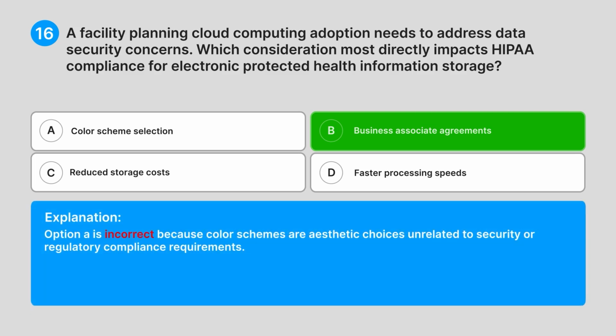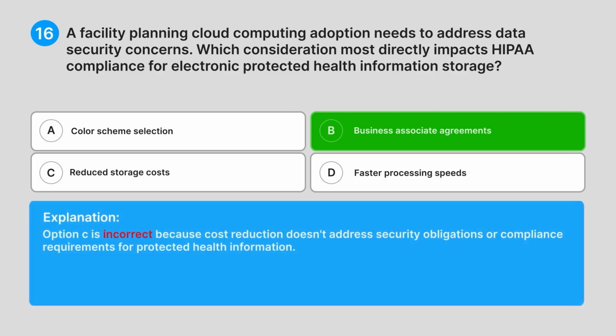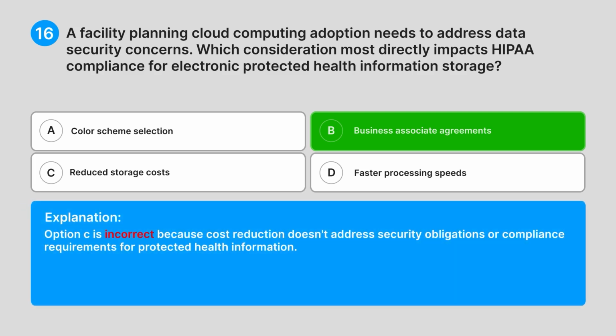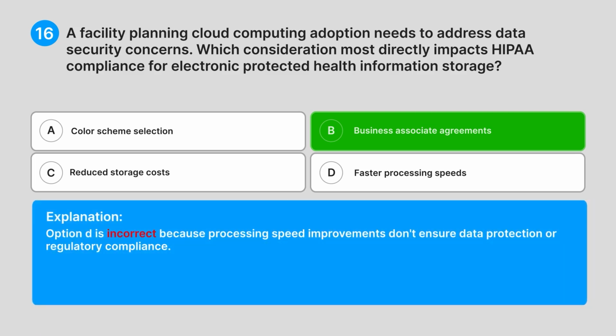Option A is incorrect because color schemes are aesthetic choices unrelated to security or regulatory compliance requirements. Option C is incorrect because cost reduction doesn't address security obligations or compliance requirements for protected health information. Option D is incorrect because processing speed improvements don't ensure data protection or regulatory compliance.